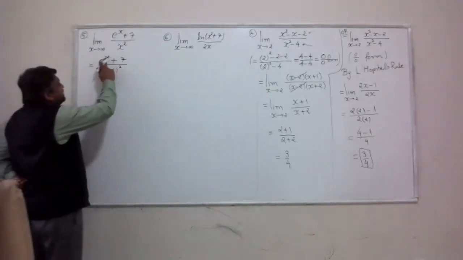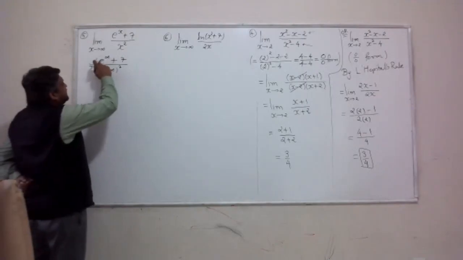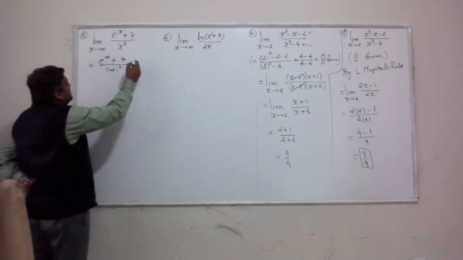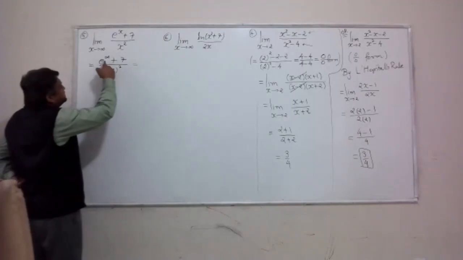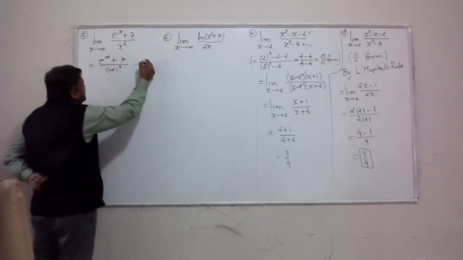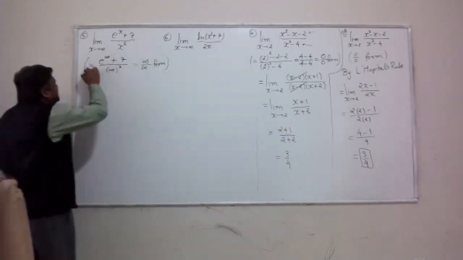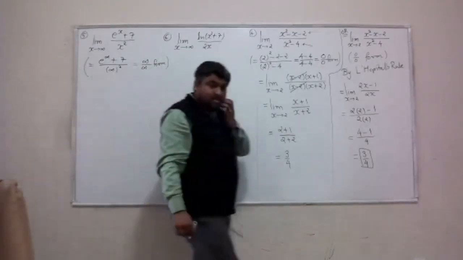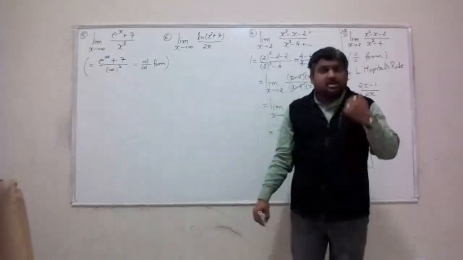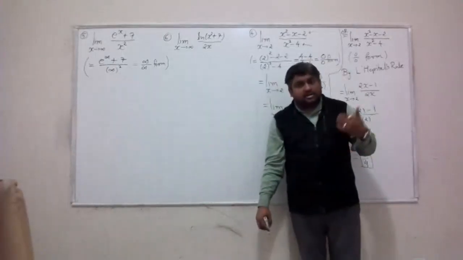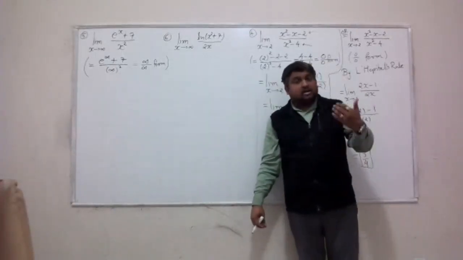e is 2.71. Any number bigger than 1, its infinity power leads to infinity, right? So this is infinity plus 7. The top will be infinity, bottom will be infinity. This is indeed an indeterminate form of the limit, right? Meaning I can use L'Hopital's rule here.